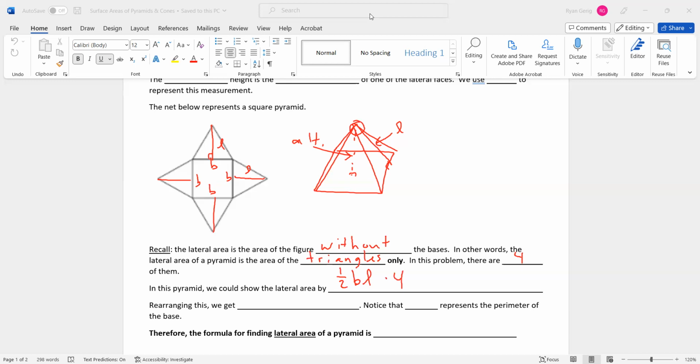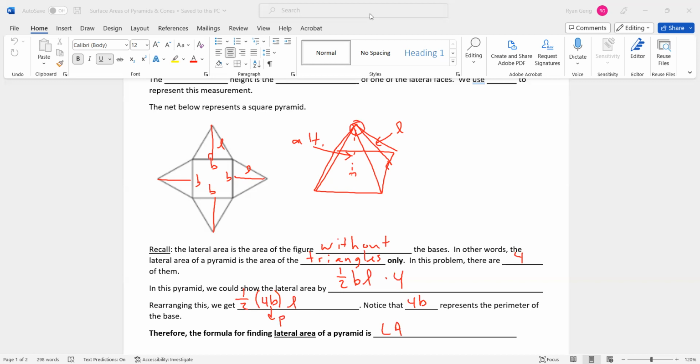Let's go ahead and rearrange this. Now, some of you might say 1/2 of 4, I'll just say 2BL. Is that the formula? No, because not every pyramid has 4 triangles, so I can't do that. But what I can do is put the 4 with the B and then put the L at the end. Now, what does 4B represent? The 4B represents the perimeter of the base. So this is P, and that's where the lateral area formula comes from.